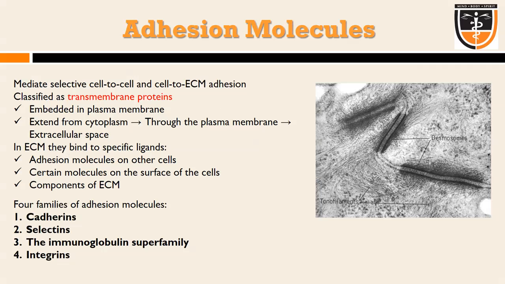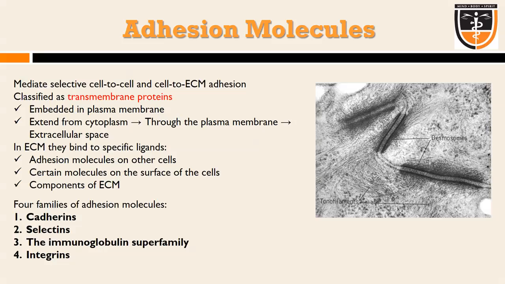So let's talk about adhesion molecules. They mediate selective cell-to-cell and cell-to-ECM adhesion, and they're classified as transmembrane proteins. They need to span across the membrane. They need to anchor inside the cells to the cytoskeleton and outside to the extracellular matrix. So they're embedded in the plasma membrane. Again, they will extend through the cytoplasm, and that's important, and I'll show you why. They will go through the plasma membrane, and they will go all the way to the extracellular space.